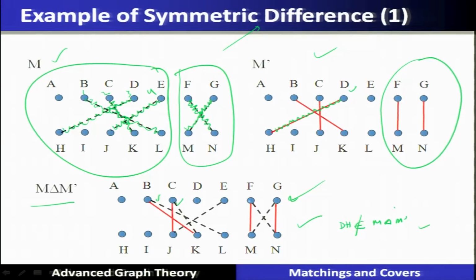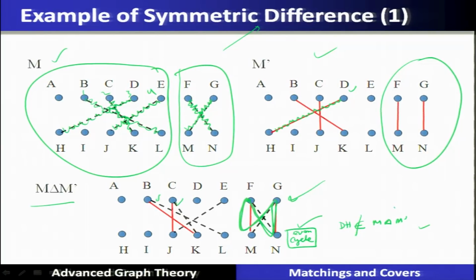One component is this: if you start from a point, traverse all the edges and come back to the same point, it is called a cycle. The length of a cycle is the number of edges. So, this particular cycle has how many edges? 4 edges, and this is called an even cycle.